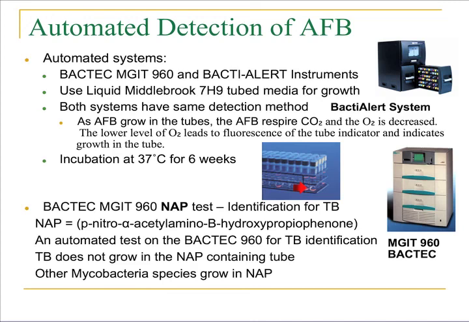As the AFB grow in the Middlebrook 7H9 media, the AFB will respire CO2 and the oxygen is decreased. The lower the level of oxygen drops in these tubes, it will cause the fluorescent indicator at the bottom of the tube, as the red arrow shows you in this slide, to indicate that there is growth in the tube if the tube is fluorescing. These tubes can also be read in the automated instruments, making it more rapid and not dependent upon the human eye to read for fluorescence.